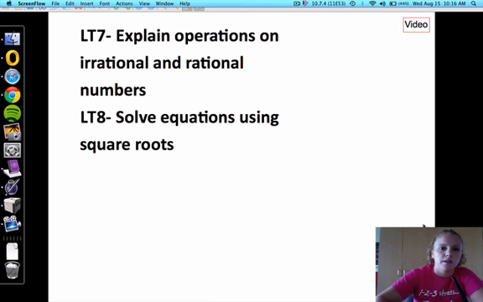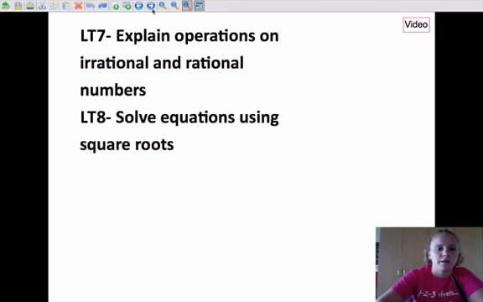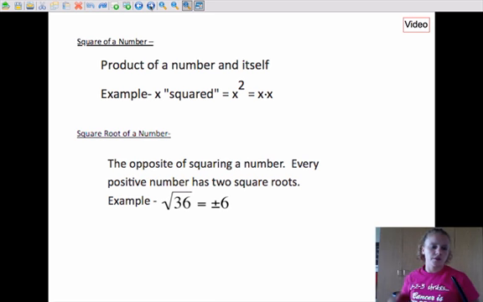Let's begin just by defining what the square of a number and a square root of a number are. So you guys are familiar with 2 squared is 4, 3 squared is 9, 4 squared is 16. You know how to square a number. A square of a number is just the product, or the multiplication, of a number and itself. So for example here, x squared would be written as x with the exponent of 2, or that's going to be x times x.